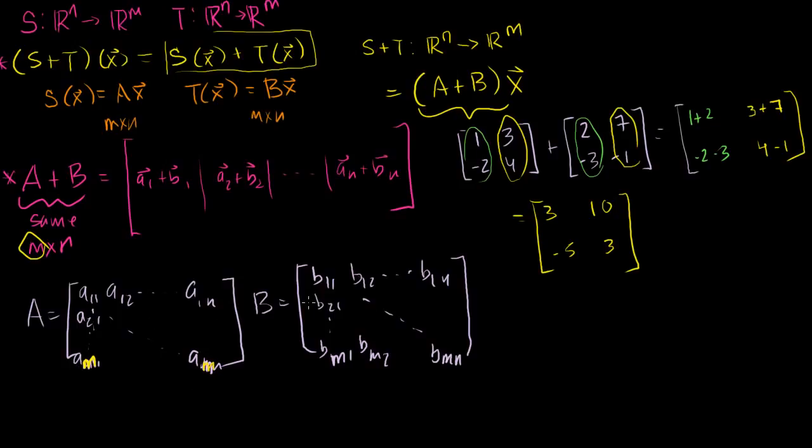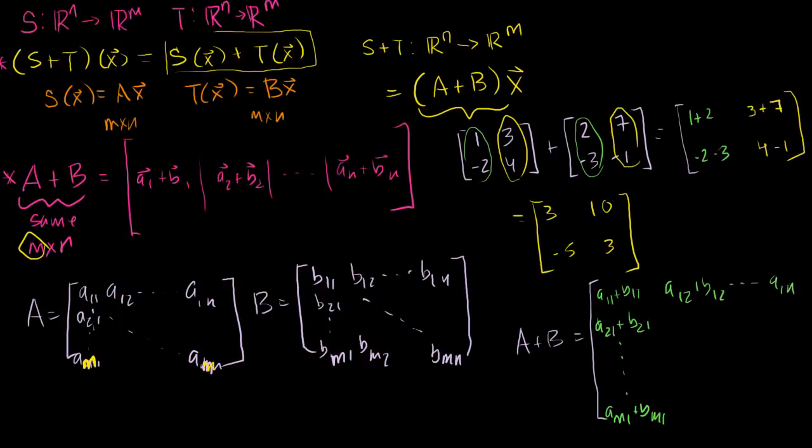But we could redefine our matrix, or another way of stating this matrix addition definition is to say, look, if I'm going to add A plus B, I'm just going to add up the corresponding entries. So this entry up here is going to be A11 plus B11. This one's going to be A21 plus B21, all the way down to AM1 plus BM1.